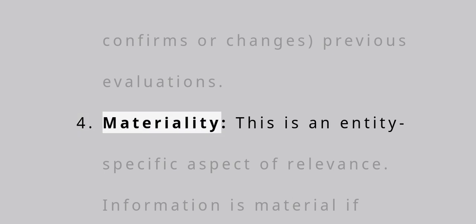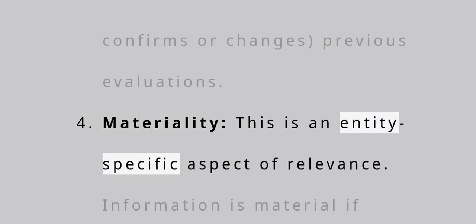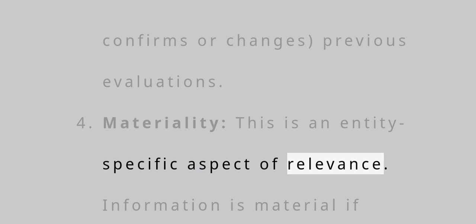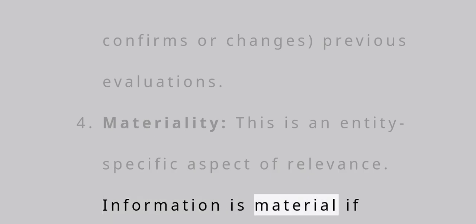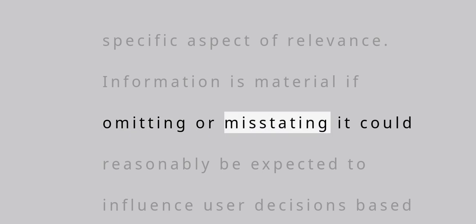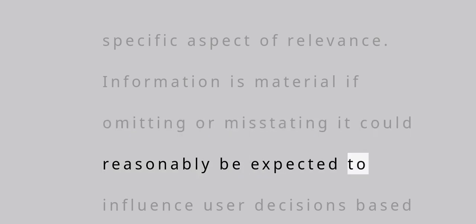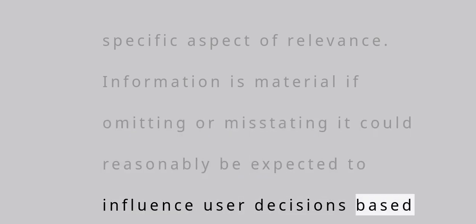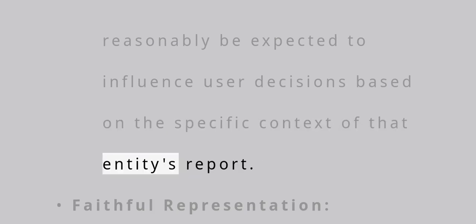For materiality, this is an entity-specific aspect of relevance. Information is material if omitting or misstating it could reasonably be expected to influence user decisions based on the specific context of that entity's report.